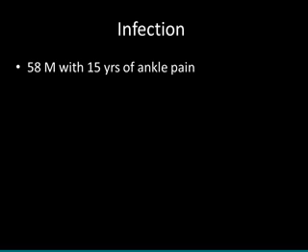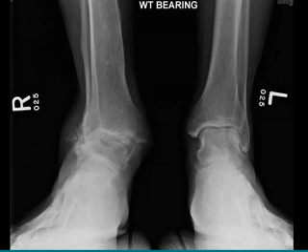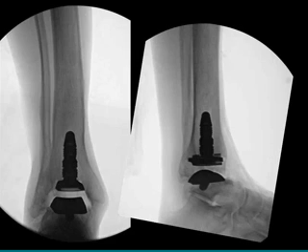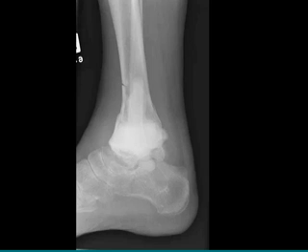Well, it wouldn't be a good revision talk without at least one infection. We don't get them very often, but certainly 1 to 2% will get infected in spite of our best efforts. So here's a 58-year-old male. He has a moderate deformity. We do his ankle replacement. He does well, but he comes in very shortly thereafter, and he's obviously got an infected ankle.